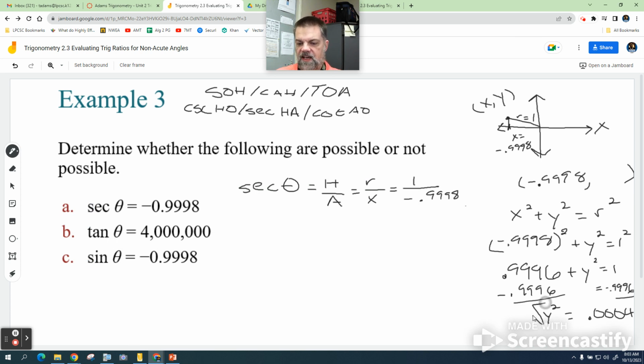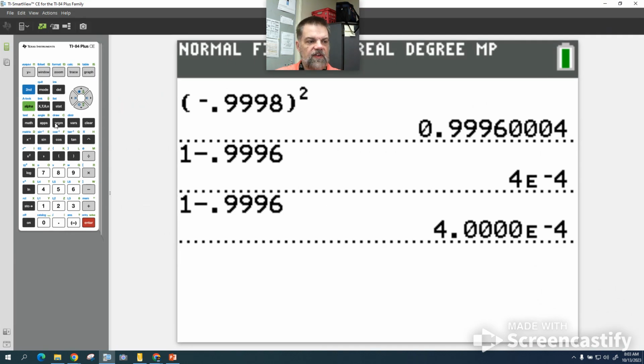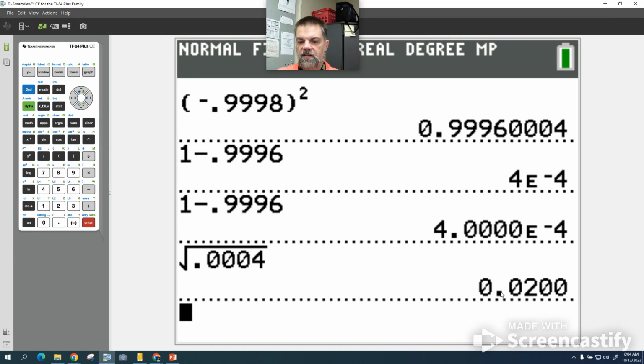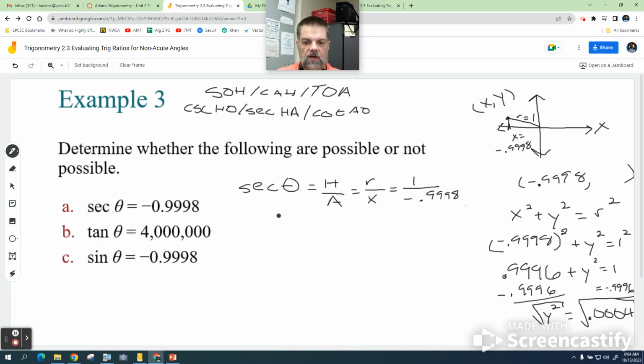So the answer is yes, it exists. At this point, I don't need to go any further because I have a positive square root. Okay. But let's just do it anyways, just out of curiosity. So if I take the square root of my answer, and it's going to be like 0.0004, it's going to be something 2, right? Yeah. It'll be 0.02. Okay. And that's an approximation because Mr. Adams did some rounding. So I'm going to write that down and just say that this is yes.